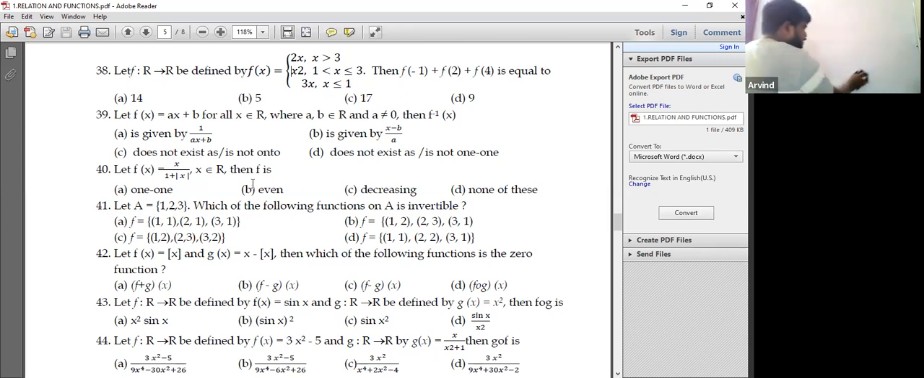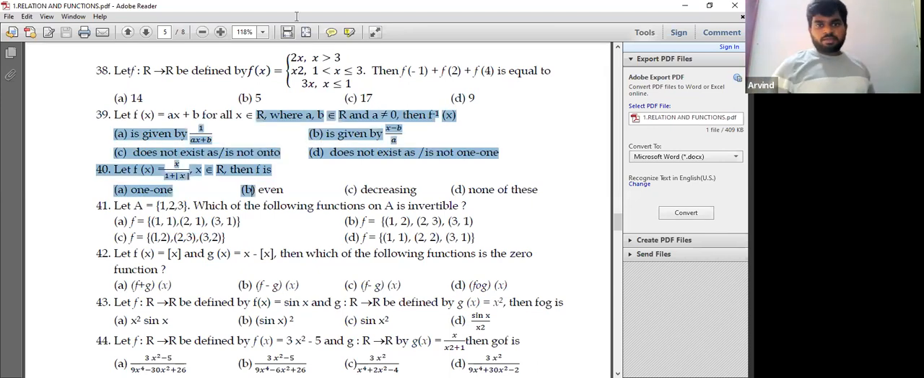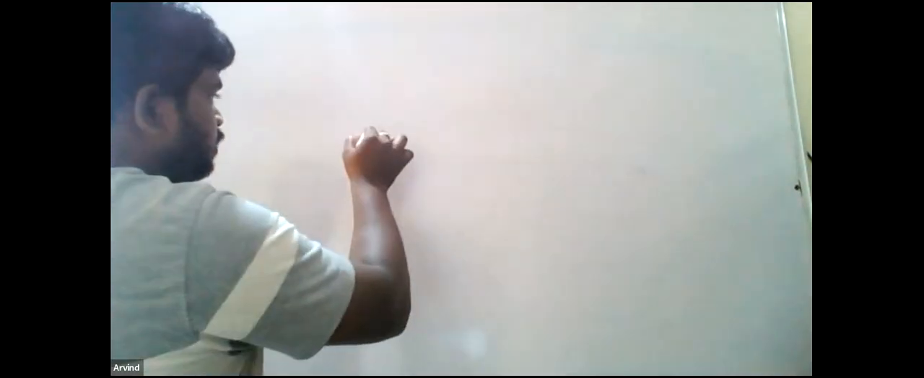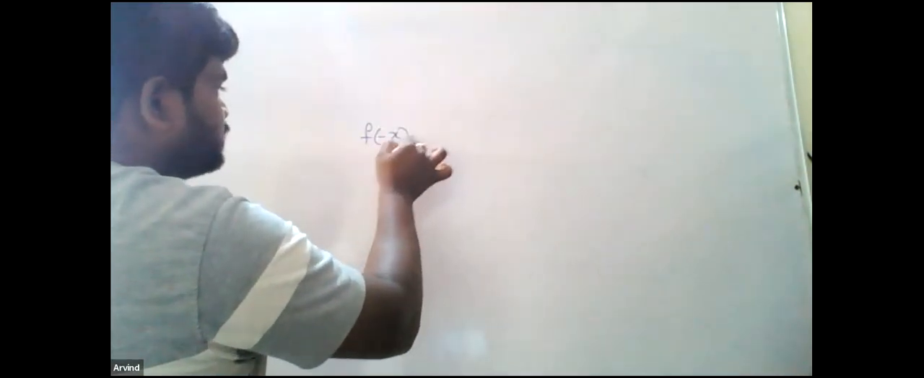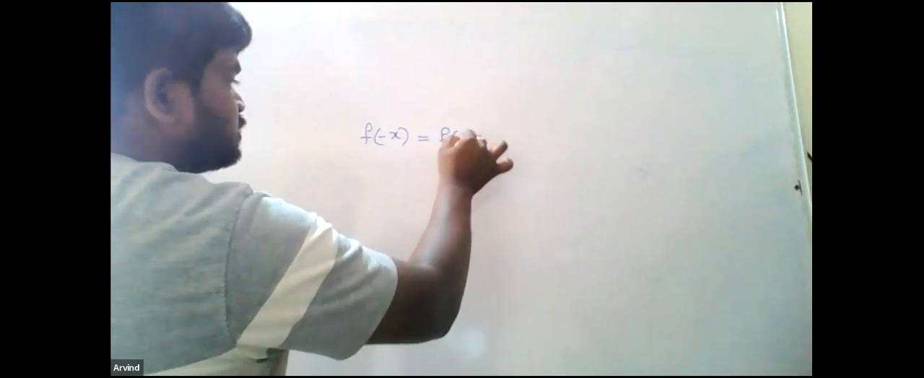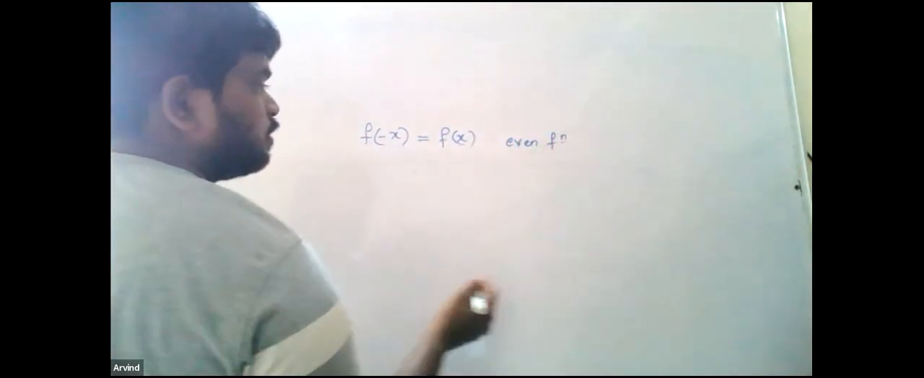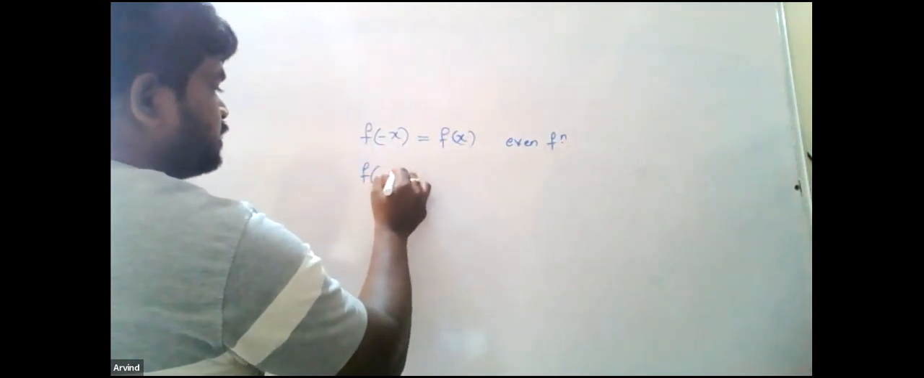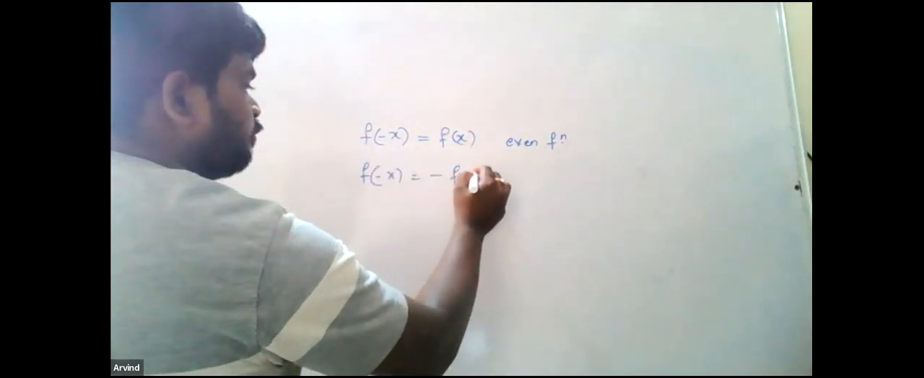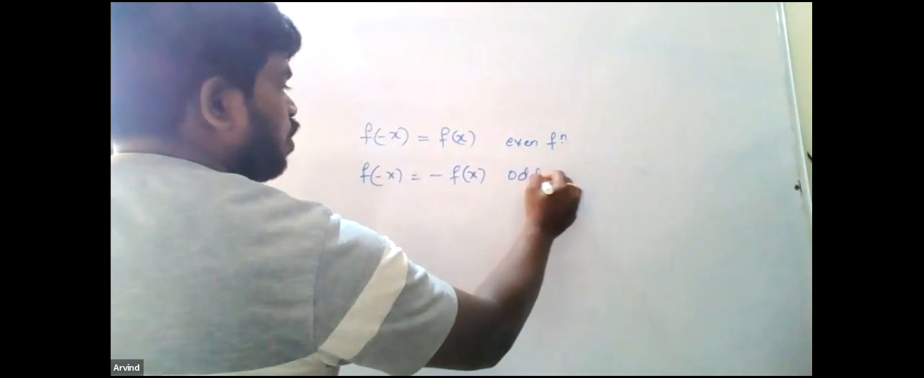Before that, I guess I didn't teach you about even and odd functions. Can you tell me what you mean by even and odd functions? Stop sharing. There is a condition for even and odd functions. Suppose f of minus x is equal to f of x, then it is known as an even function. If f of minus x is minus f of x, then it is known as an odd function.